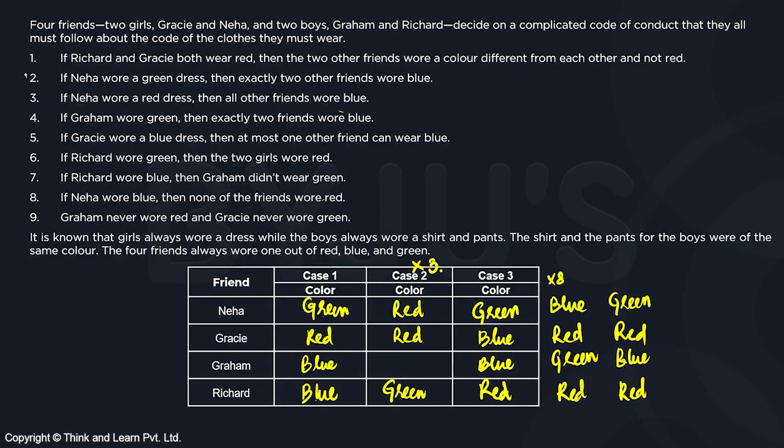Now, if Neha wore a green dress, this is the second statement, then exactly two other friends wore blue. They are not. So because of the second statement, this is also eliminated. So we have seen all the cases here. The first case where I took Richard as blue, then Richard as green, and then Richard as red. Now, when Richard was red, there were further three cases, out of which only one makes sense, the other two do not. So finally, we will have only two possibilities for these five people. Let's start with the questions now.